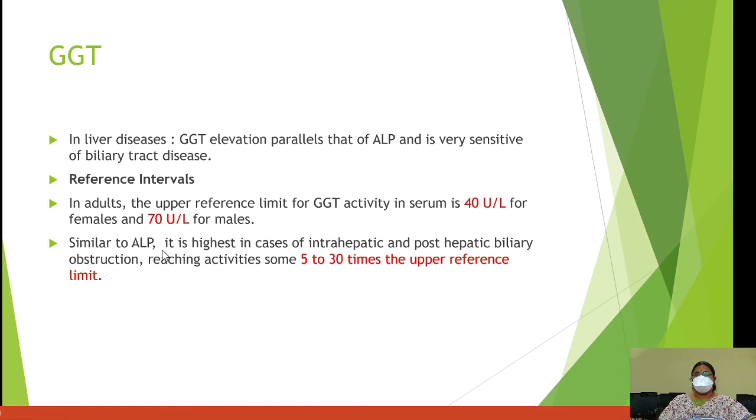Similar to alkaline phosphatase, it is highest in intrahepatic and post-hepatic biliary obstruction. So in obstructive liver diseases, similar to alkaline phosphatase, GGT activity is also increased about 5 to 30 times the upper reference limit.